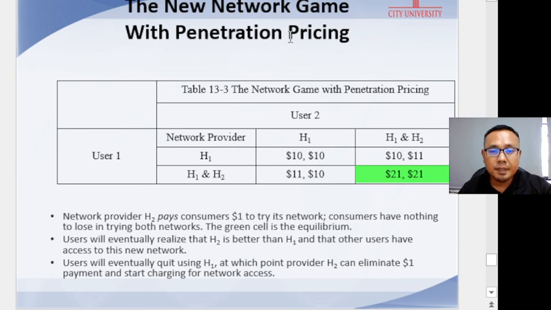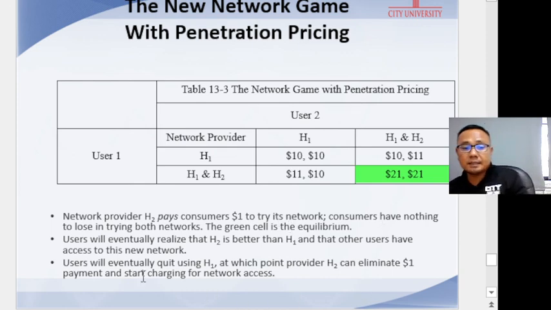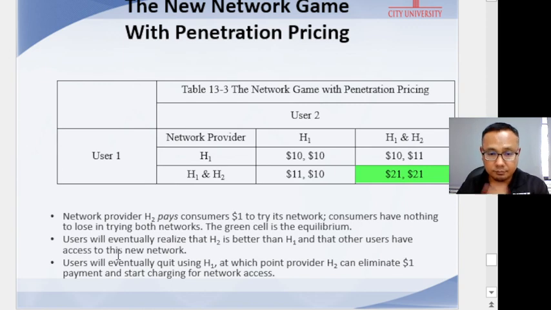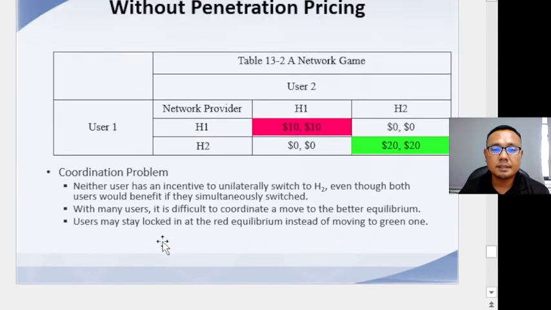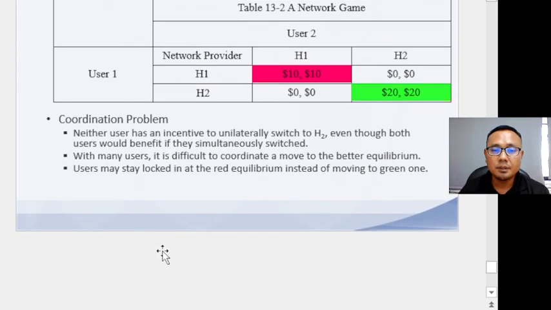And with penetration pricing, a network provider H2 pays the consumer $1 to try its network. The consumer has nothing to lose in trying both networks. The green cell is the equilibrium. Users will eventually realize that H2 is better than H1, and that other users have access to this new network. So users will eventually quit using H1, at which point provider H2 can eliminate the $1 payment and start charging for network access. This is how you can see the differences between the new network game with or without penetration pricing.